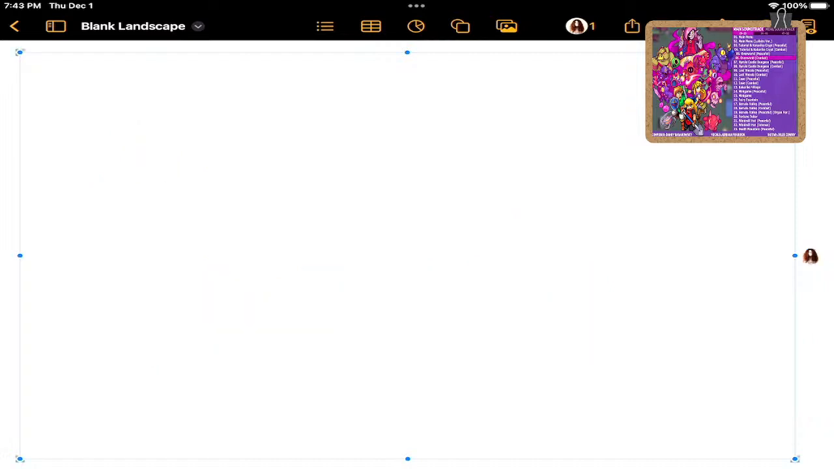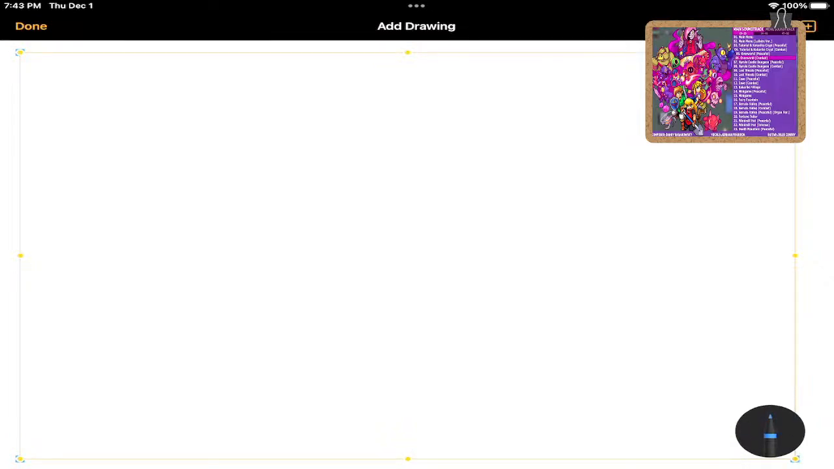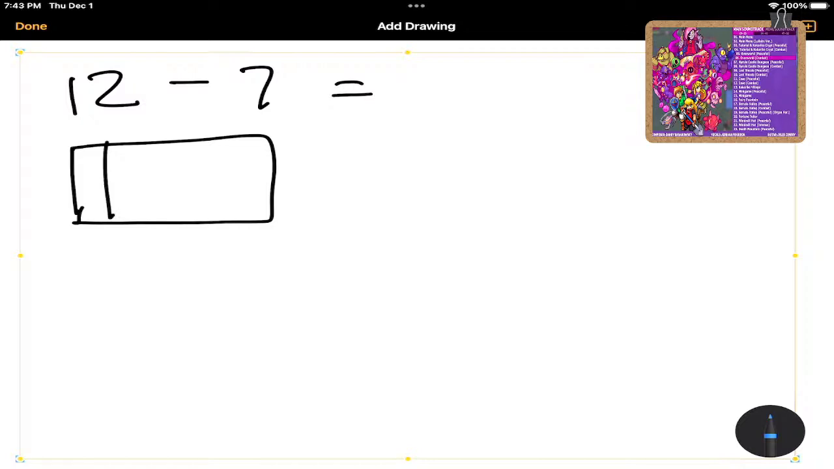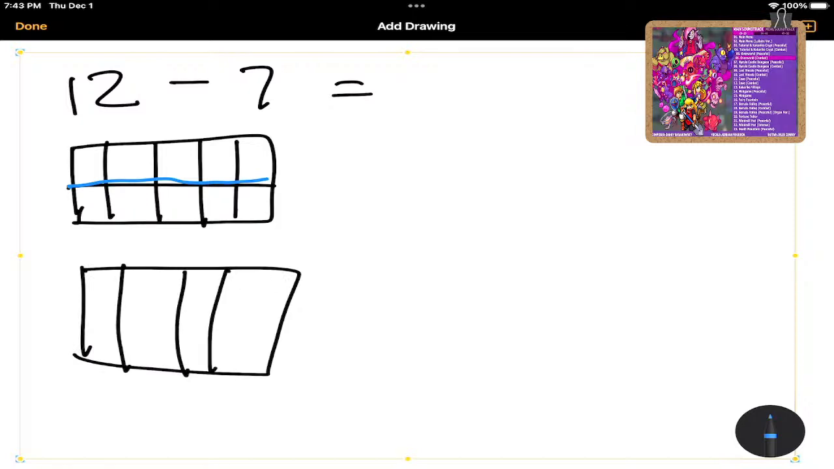Okay, you ready? So we're learning how to subtract using 10 frames. Do you know how to do it? Do you remember how to do it or no? No? Okay. So let's do something like 12 minus 7 equals, we need to figure out using 10 frames. Right? So I got it. 1, 2, 3, 4. And then 1, 2, 3, 4.